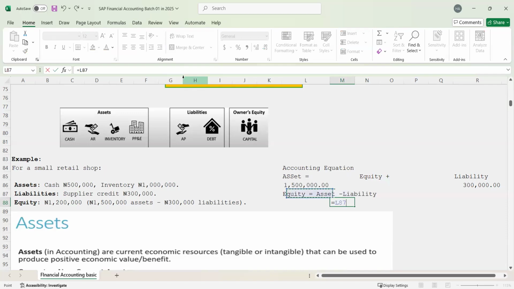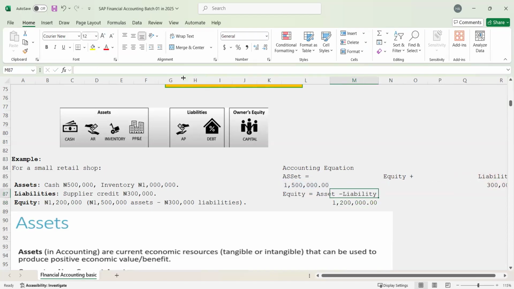Meaning your asset is 1.5 million, minus your liability, which is 300,000. So what will it be? It will be 1.2 million, right? So your equity will be 1.2 million, and that's what we just derived there: equity equals 1.2 million. You see? So that is what we meant, and I believe we understand this.